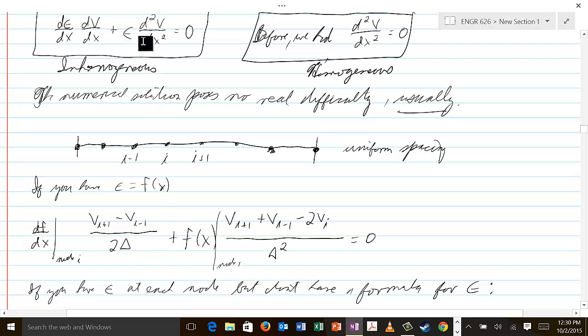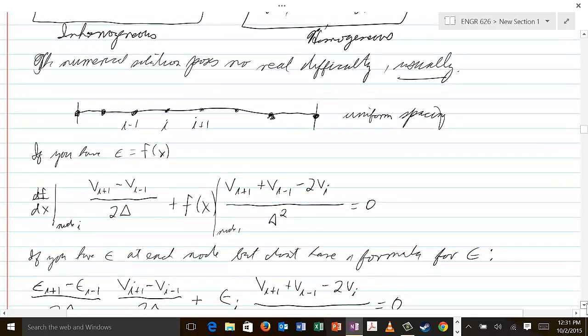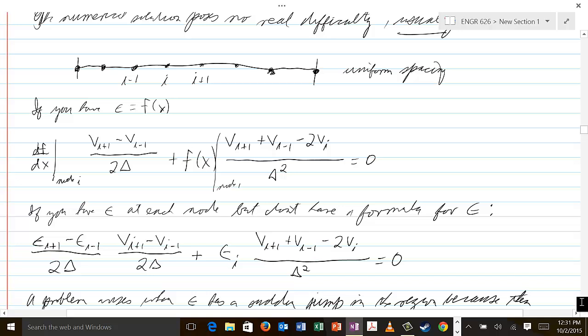And then the second term here, ε is f(x), so this would be f(x) evaluated at node i, and then d²v/dx², as usual, would become (v(i+1) + v(i−1) − 2v(i))/Δ² equal to 0. So that would be your equation at node i, and you would repeat this for all of the interior nodes, and then at the nodes at the boundaries you put the boundary conditions and solve the problem just as before. So it's really straightforward.